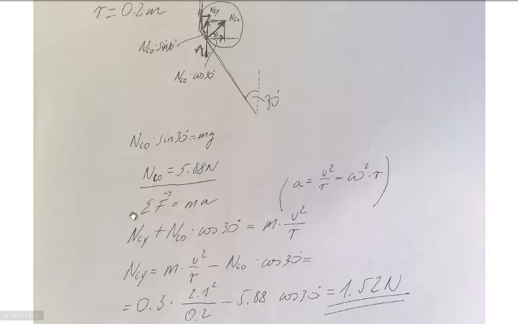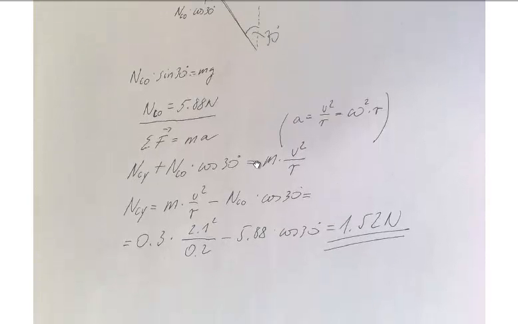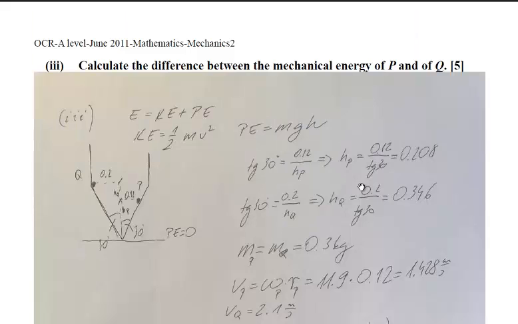We express this normal force, subtract this, and after substitution we get that the cylindrical force is 1.52 newtons. Calculate the difference between the mechanical energy of P and of Q.